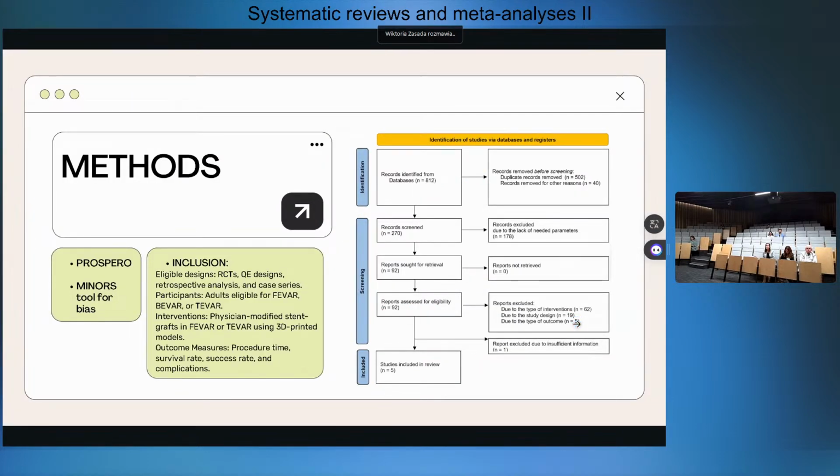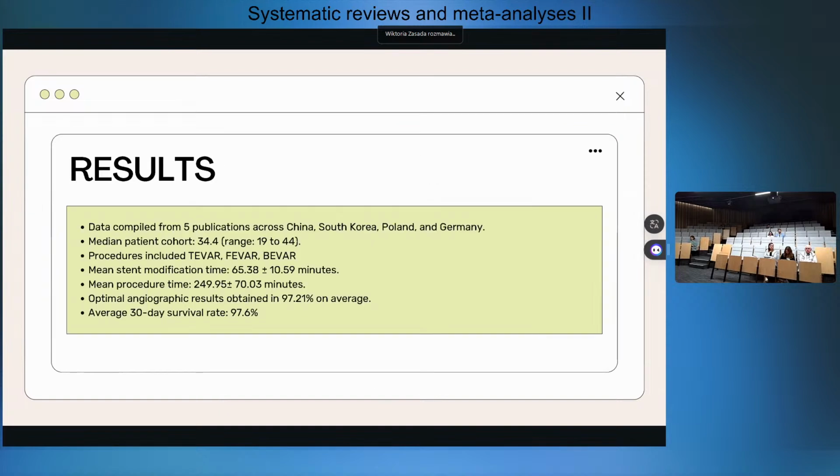Following Cochrane Handbook guidelines, adhering to PRISMA and registering the study in PROSPERO, we established clear inclusion criteria and conducted a thorough search across multiple databases and gray literature. Key outcome measures included procedure time, survival rates, success rates, and complications. Quality assessment utilized the MINORS tool to evaluate study quality.